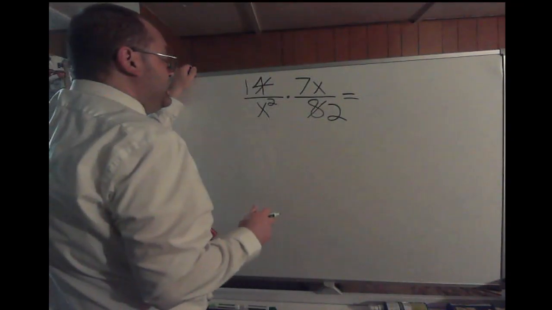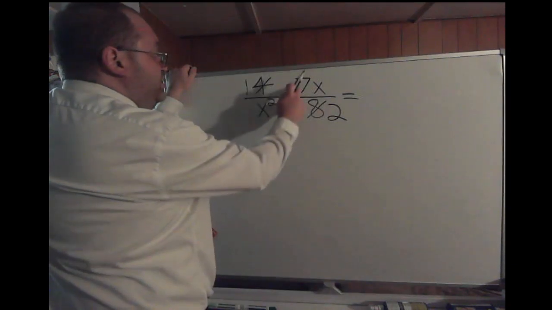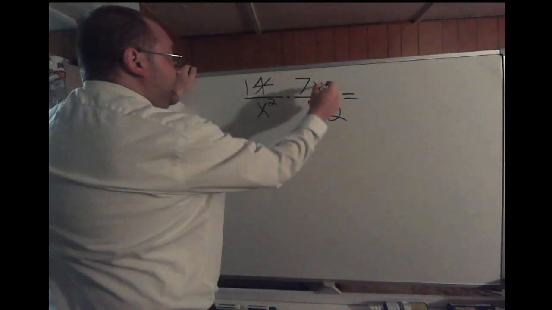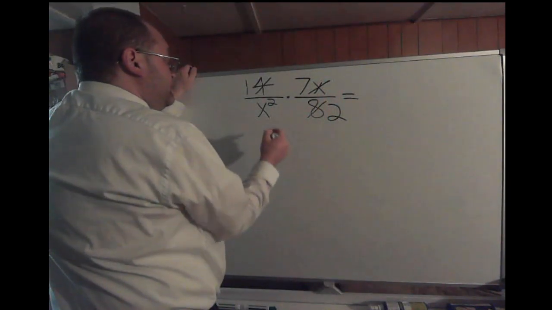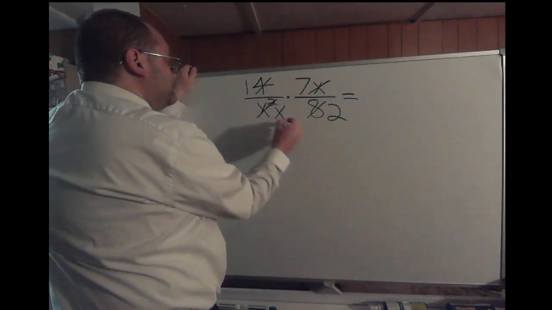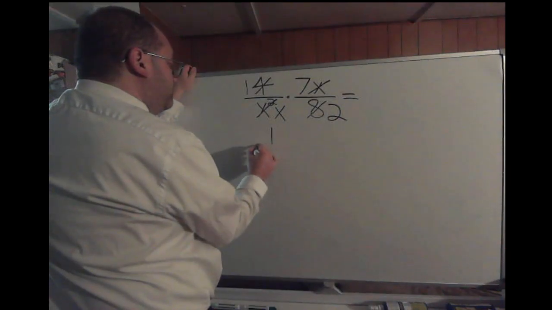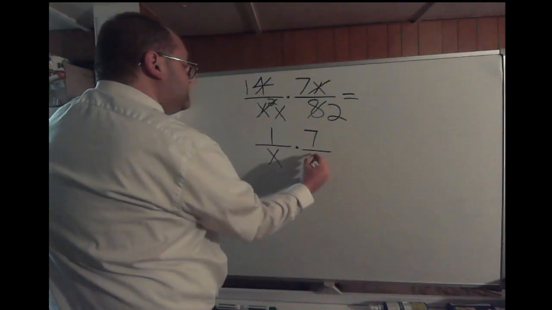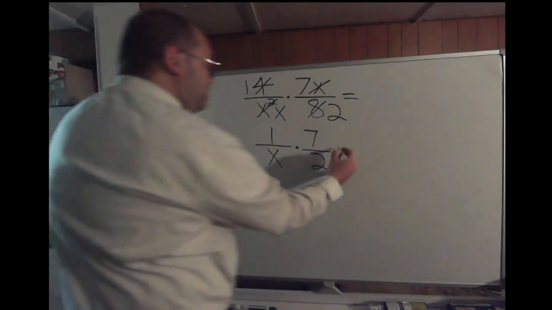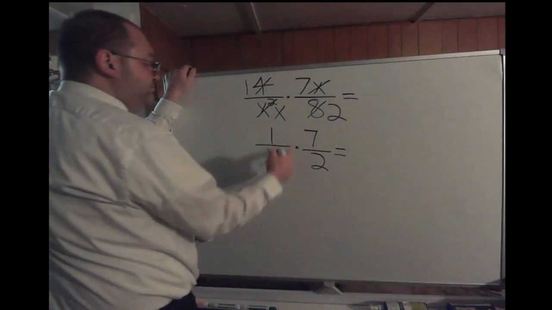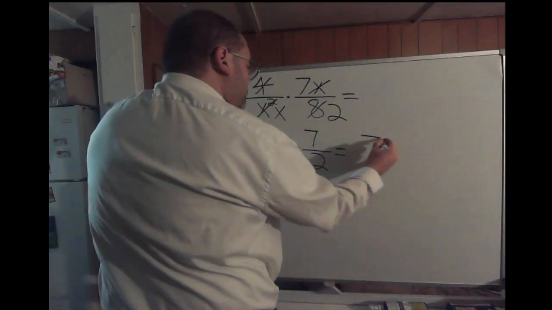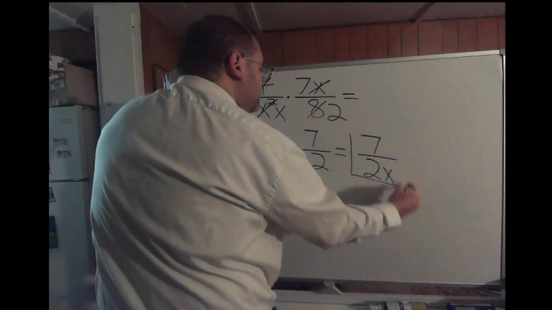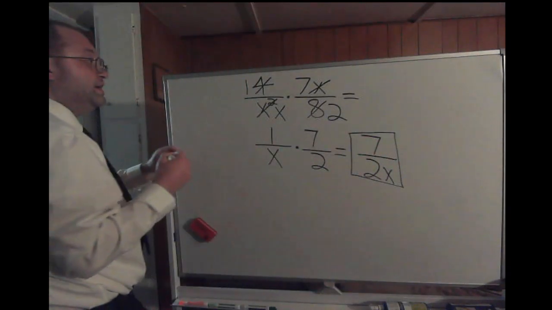Now, between the x squared and the 7x, there's a common factor of x. If you divide 7x by x, you just get 7. You divide x squared by x, you get x. So what you're going to be left with is 1 over x times 7 over 2. Then you multiply this, since you've simplified it, and you end up getting 7 over 2x. And that would be your answer, 7 over 2x.